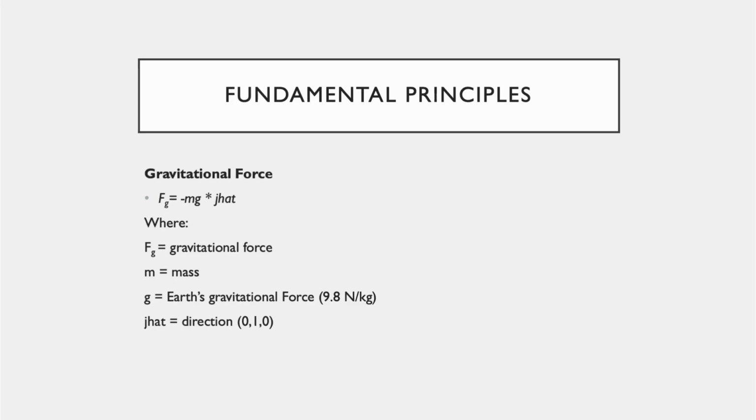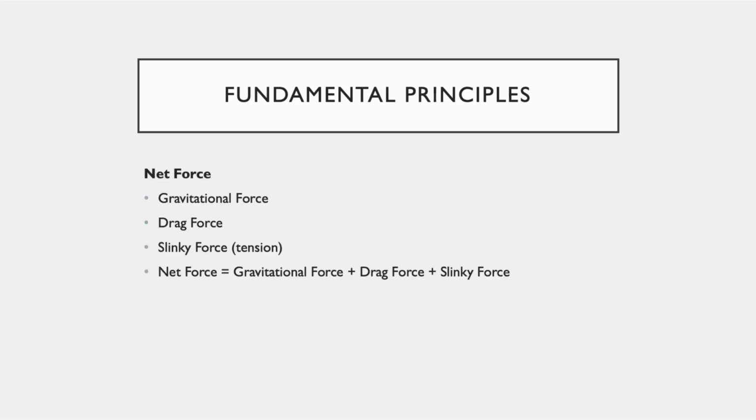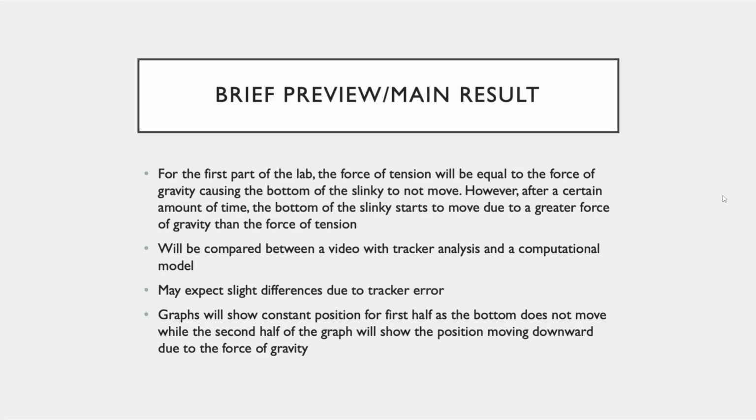Some more fundamental principles are the gravitational force, where the force of gravity is negative mg times j hat. The slinky force, or the tension force, is what's applied against gravitation. And there's also drag that changes the speed of the object as it falls through the air, which does not show up in the computational model. So here, the net force is the gravitational force, drag force, and the slinky force, all combined.